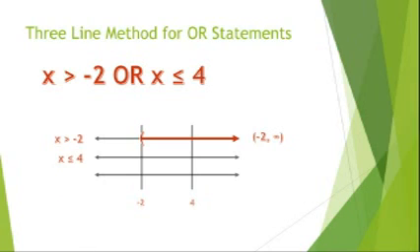Now our second inequality, x less than or equal to 4, does include the endpoint 4. So we're going to use the bracket, and we're going to shade everything to the left since it's less than. And it's going to be all the points from negative infinity to 4, including the endpoint.